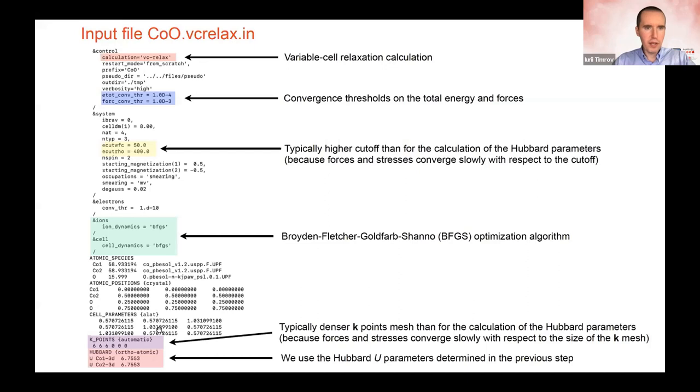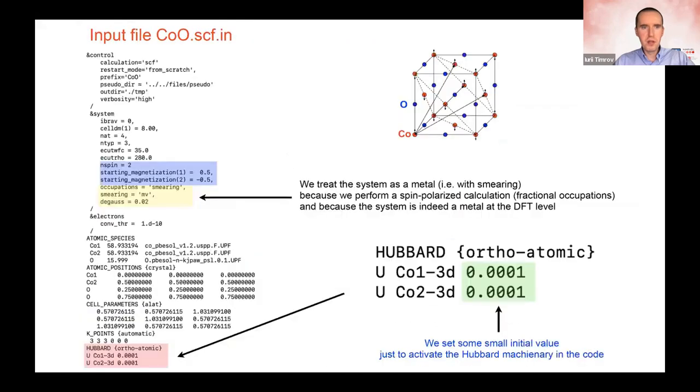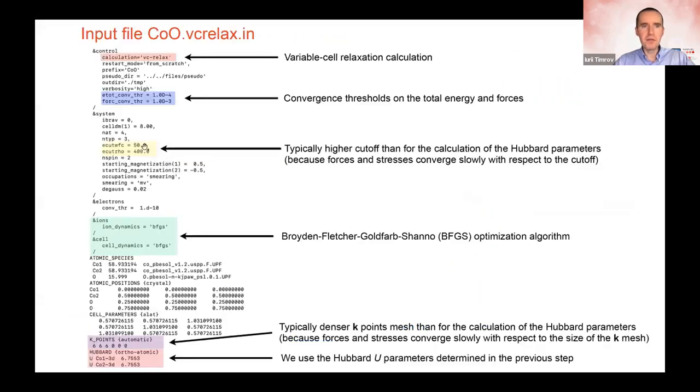You can have a look at this input. For example, we need to specify the convergence threshold for the total energy and forces during this variable cell optimization. So the cutoffs for the wave functions and for the density and potential, ecutwfc and ecutrho, are typically higher than in the case of the linear response calculation of U. You see here I used 35 and 280, while here I use higher cutoffs, 50 and 400.